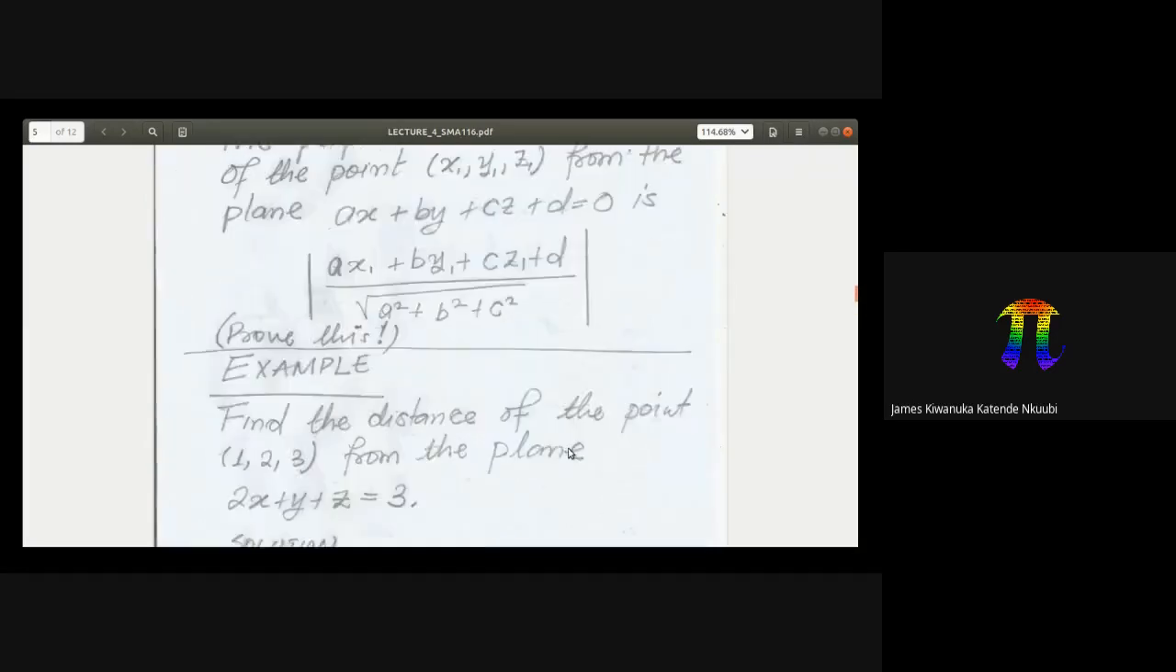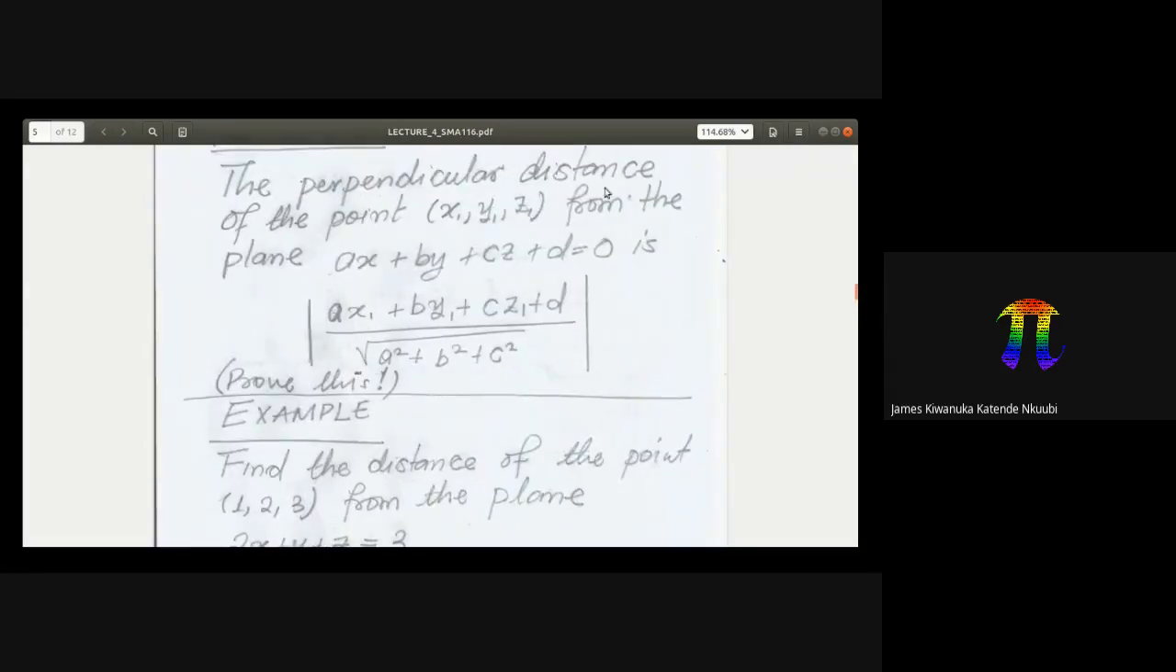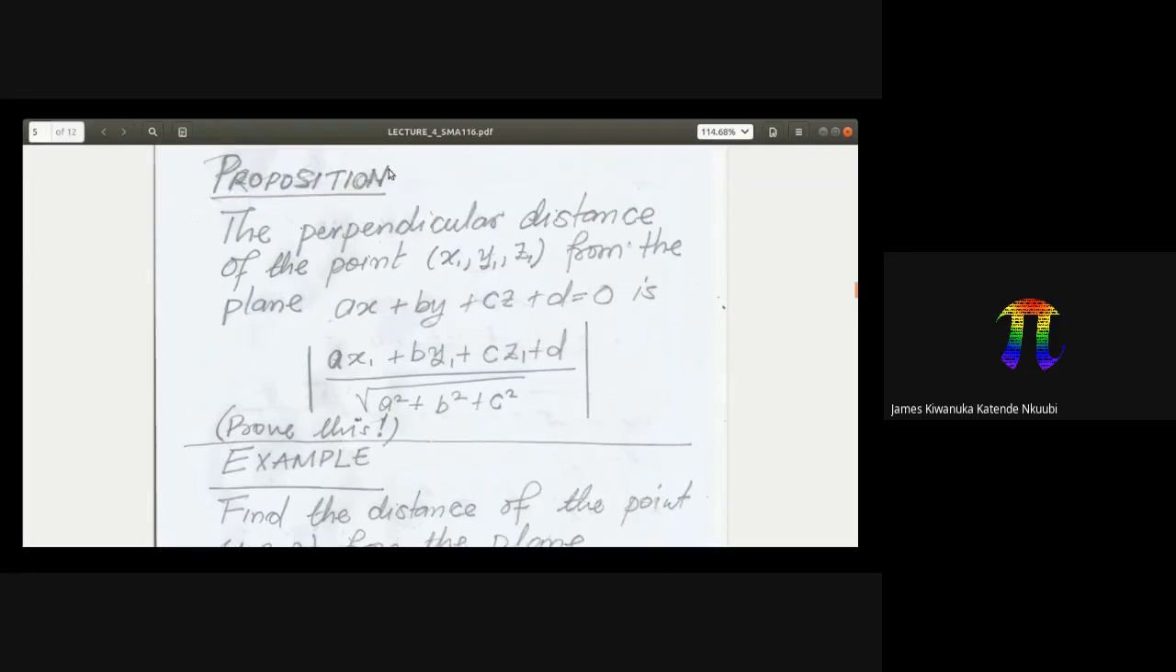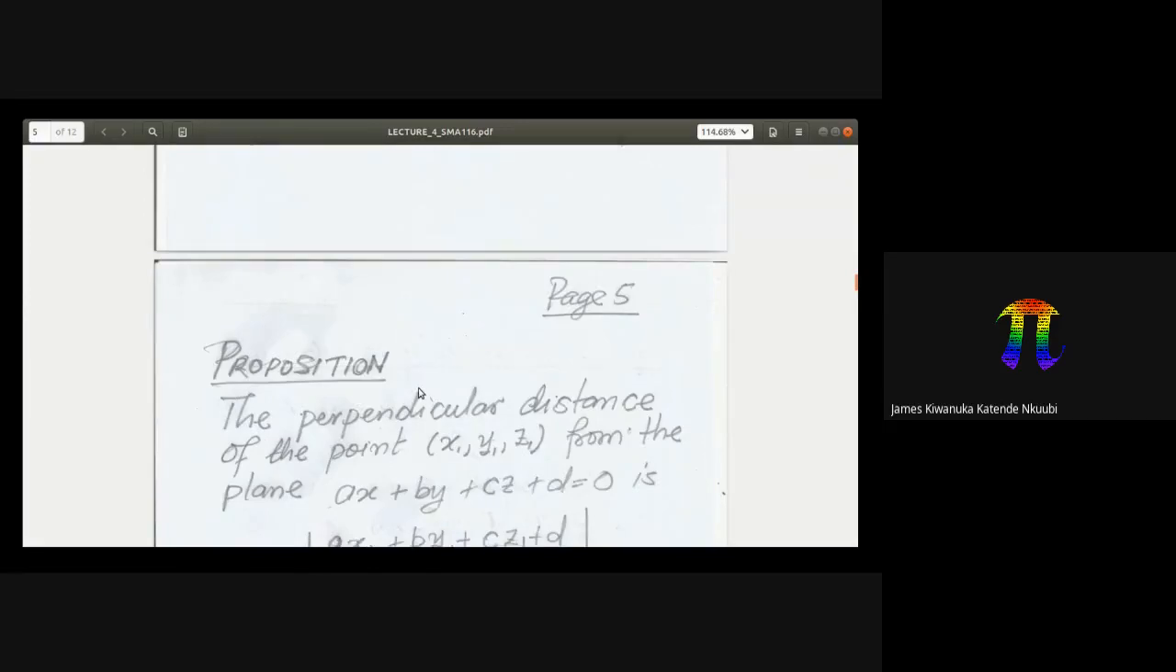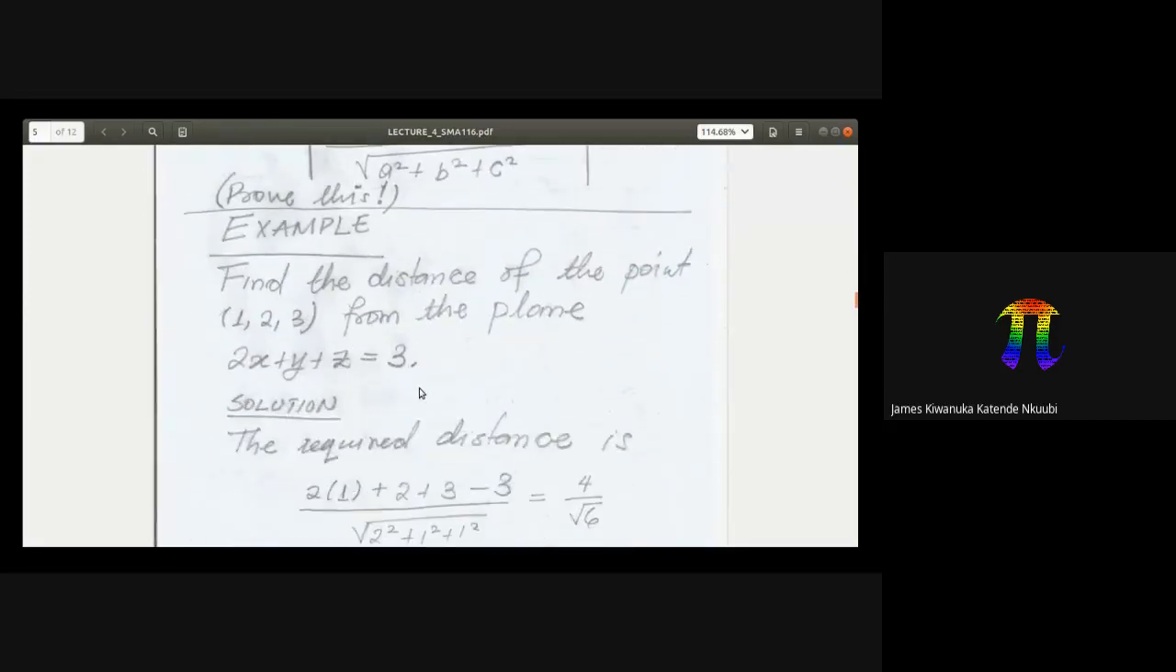The only thing now you need to do, try to prove this theorem here. Try to look for the proof. Get some work to do there.